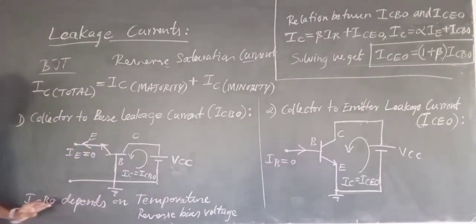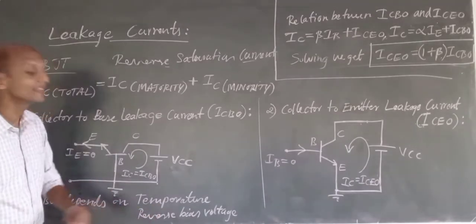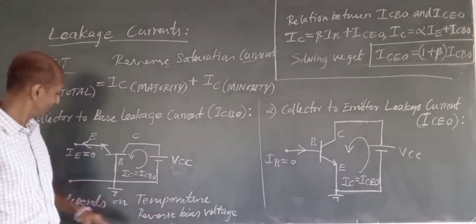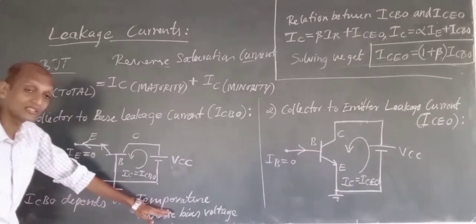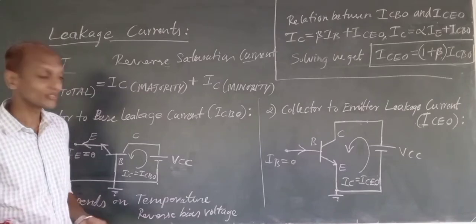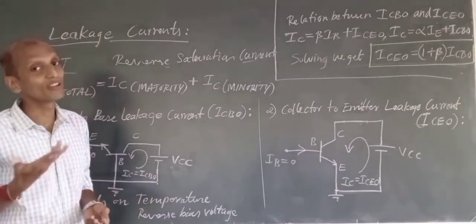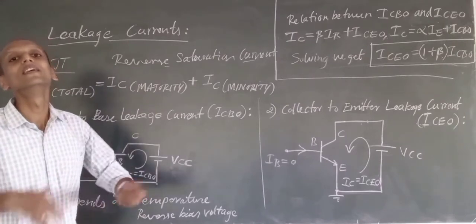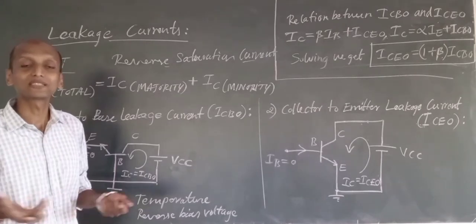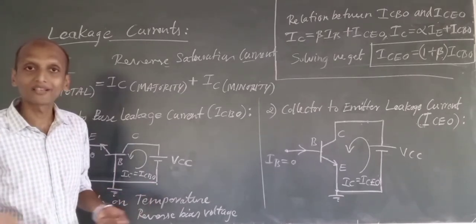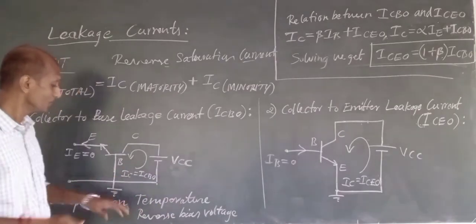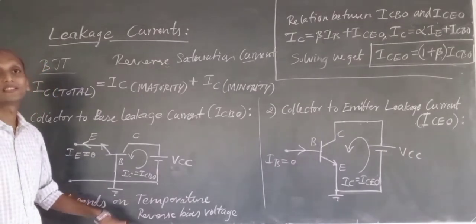So ICBO depends on temperature and reverse bias voltage. Firstly, we consider temperature. When the temperature increases, we know that semiconductors conduct more and more. More charge carriers, more electrons will be liberated, isn't it? So more and more electrons start flowing when we increase the temperature. Here the temperature dependency is very important.